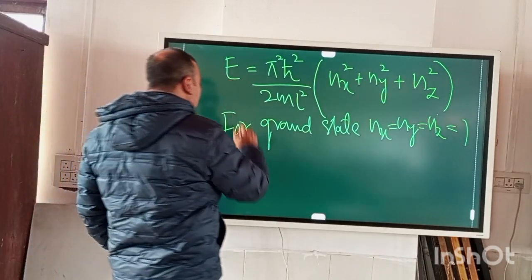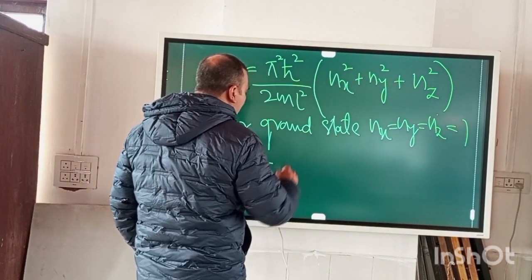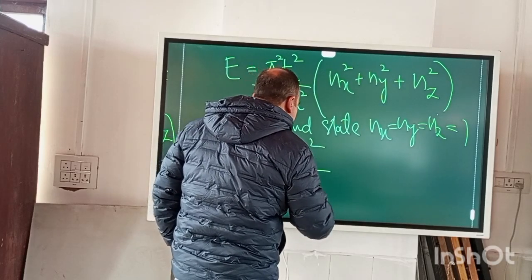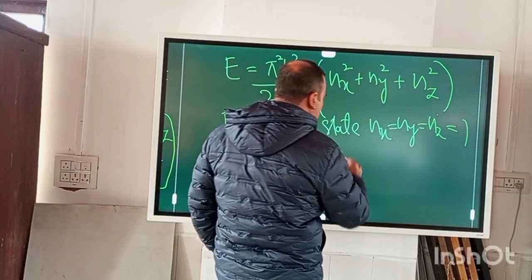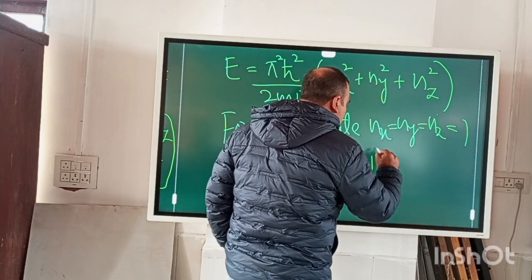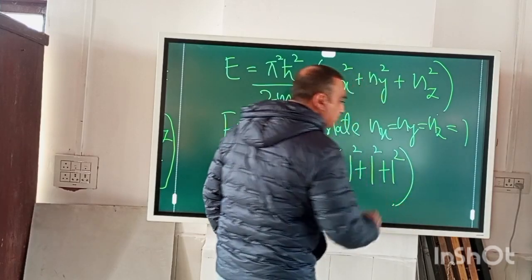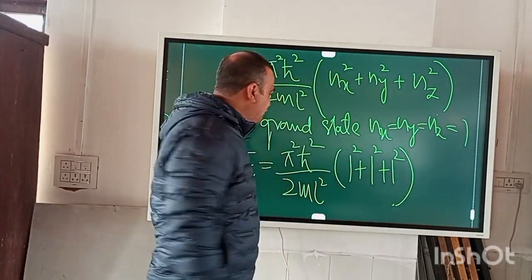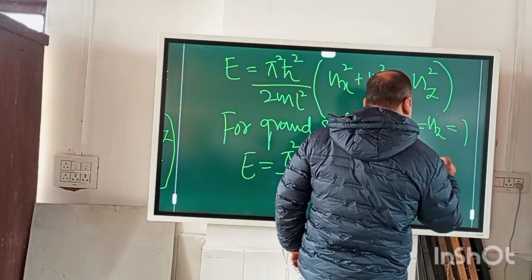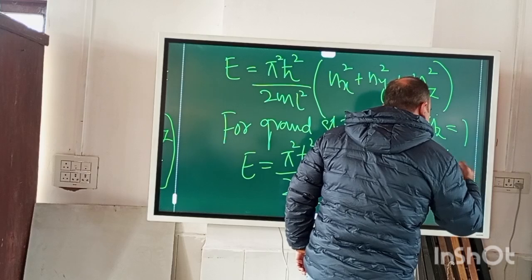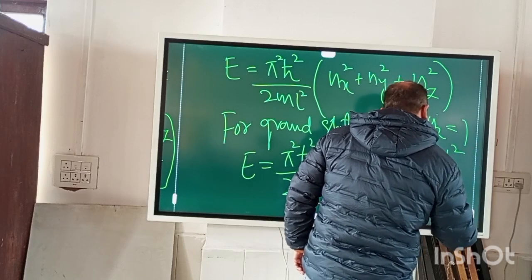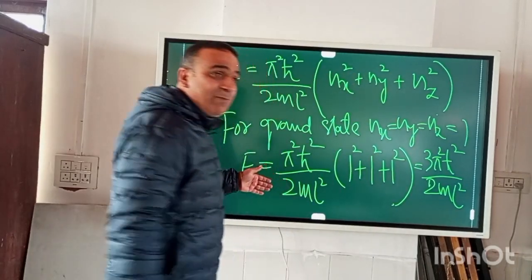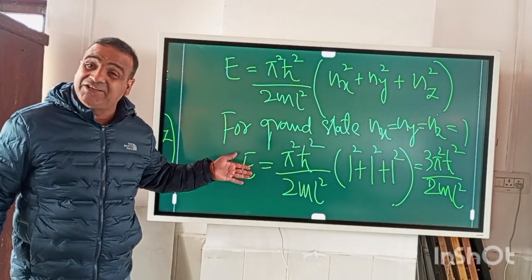So what will be the energy corresponding to that? Energy will be pi square h bar square by 2m L square times 1 square plus 1 square plus 1 square. So 1 plus 1 plus 1 gives 3. The energy will be 3 pi square h bar square divided by 2 m L square. This is the ground state energy of this particle.